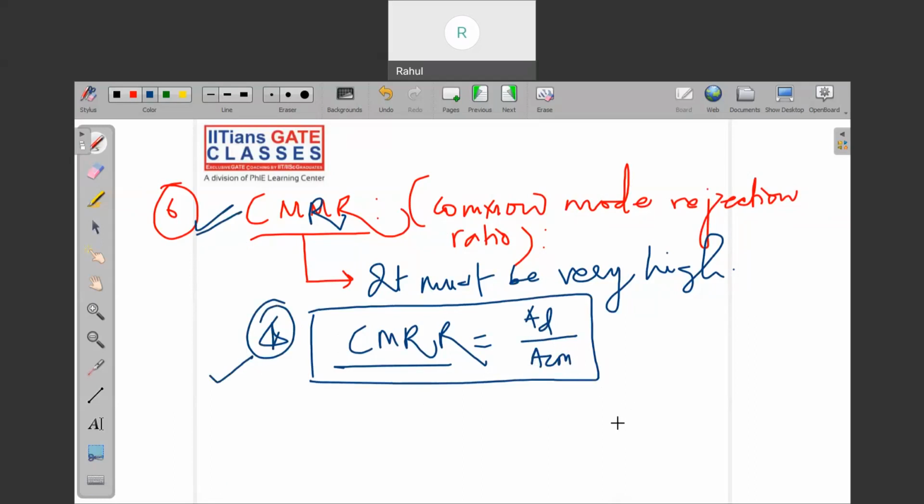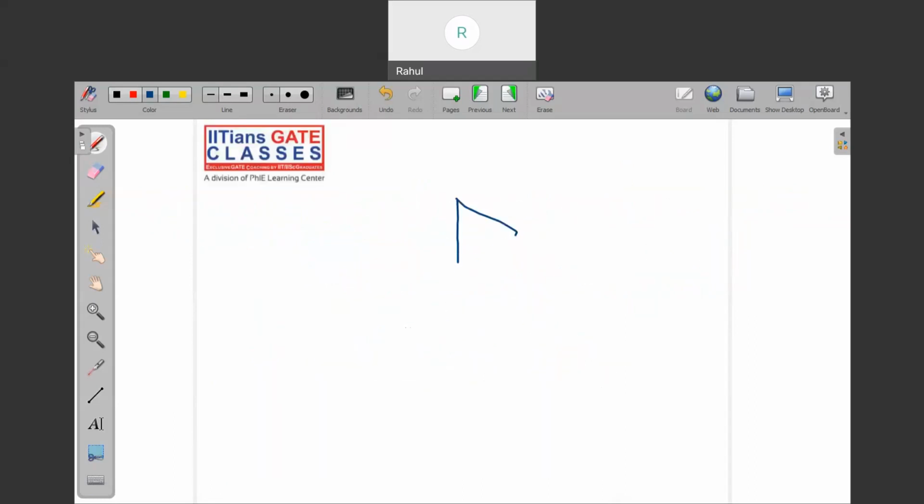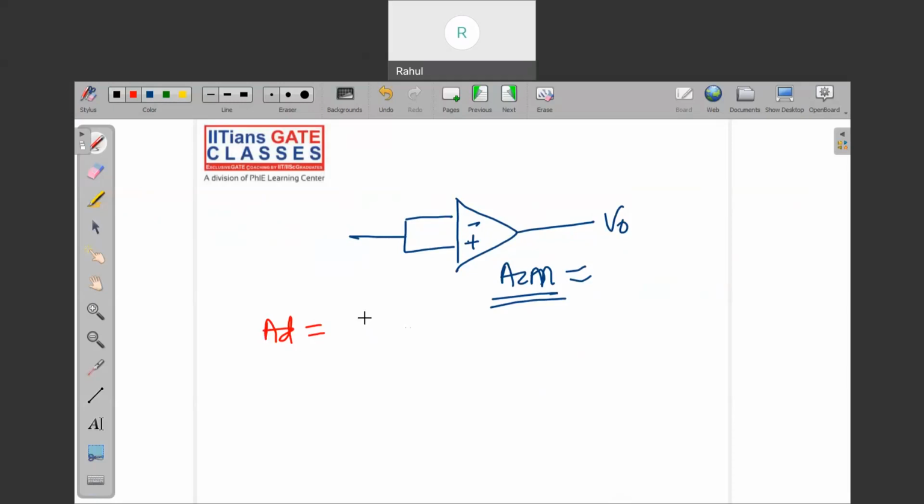So how can you find the common mode gain? You will have to short both the terminals, minus and plus, and then find the output. Here you will get ACM. Whenever you short both the inputs so they are the same and find the output, that is the common mode gain. AD is the differential mode gain.